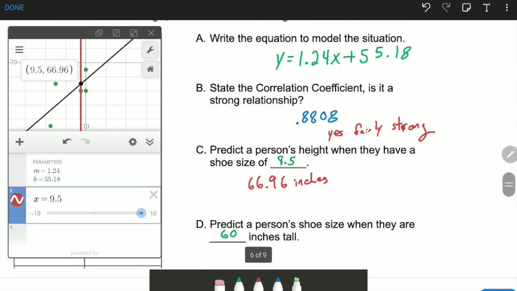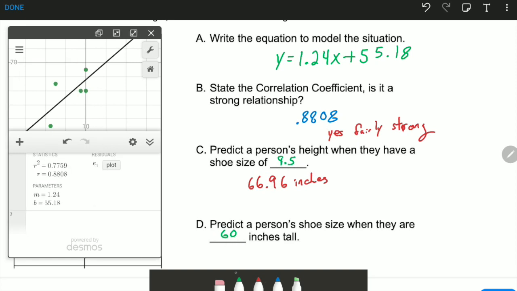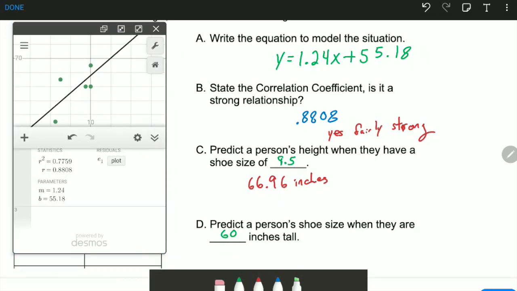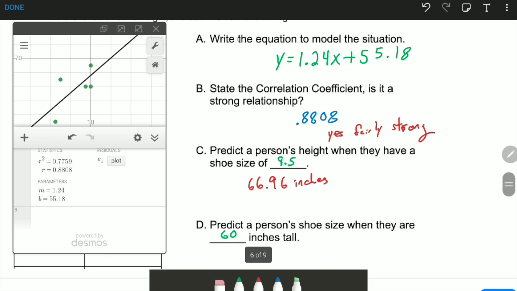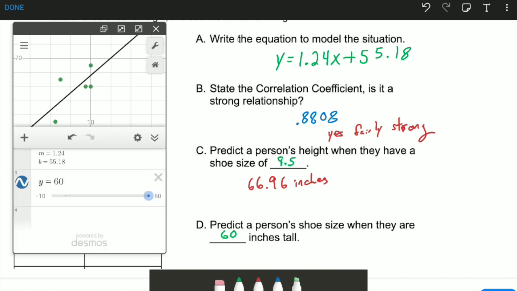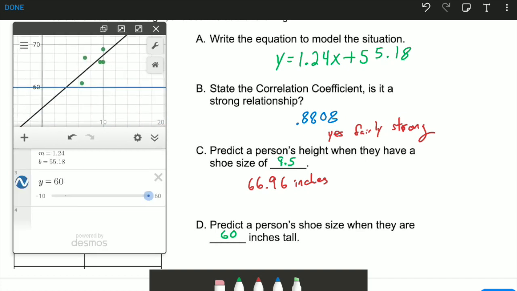And the last part to this question is to predict a person's shoe size when they are 60 inches tall. So this time, 60 inches tall is in the y column, height is y column. Therefore, we're going to do the same thing. If we were to do this by hand, that means we would replace y with 60 and then solve it. Or we can take advantage of Desmos again and just type in y equals 60. Find where our line of best fit and our y equals 60 intersect.